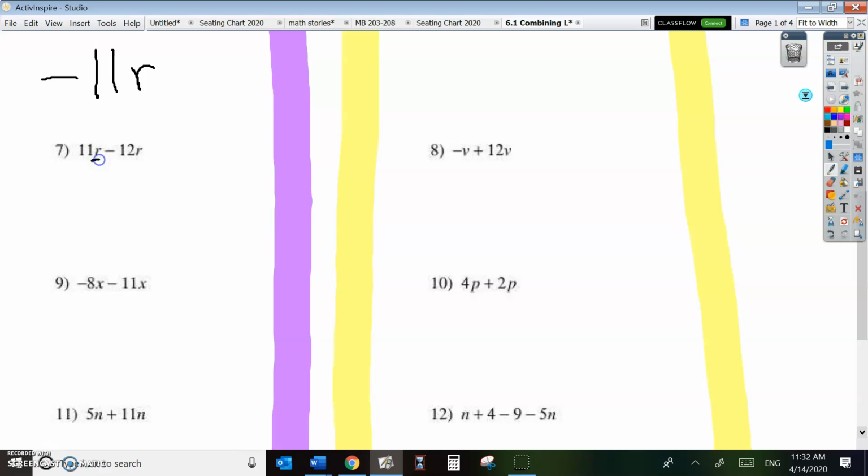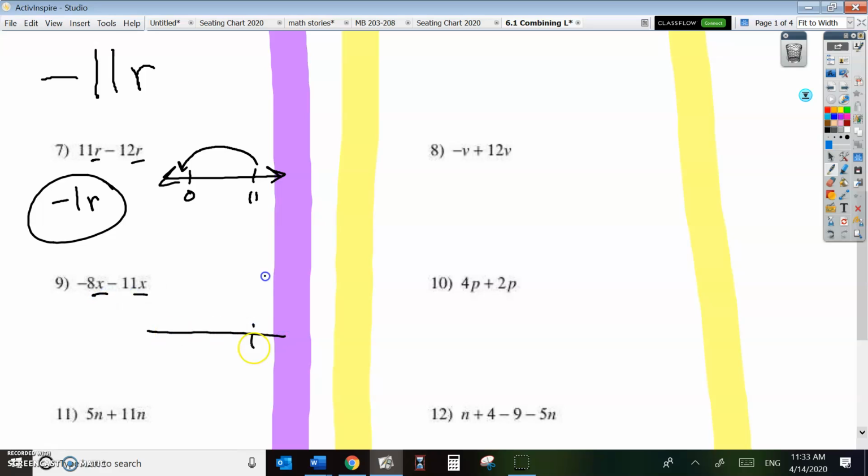Okay, these both have r with them, so combine them. You have 11 positive and 12 negative. If you think about a number line, here is 0 and here's 11. So 11 positive, go down 12 negative, you end at negative 1. Negative 1, r. This one has an x, this one has an x. They're both negative. Think about a number line if it helps you. Start at negative 8 and go more negative. Where do you land? Negative 19, x.